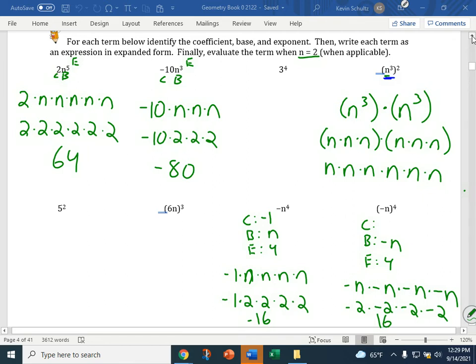So it is very important to pay attention to parentheses. It's very important to understand and think about this in expanded form. What's actually being taken to the power? Questions so far?